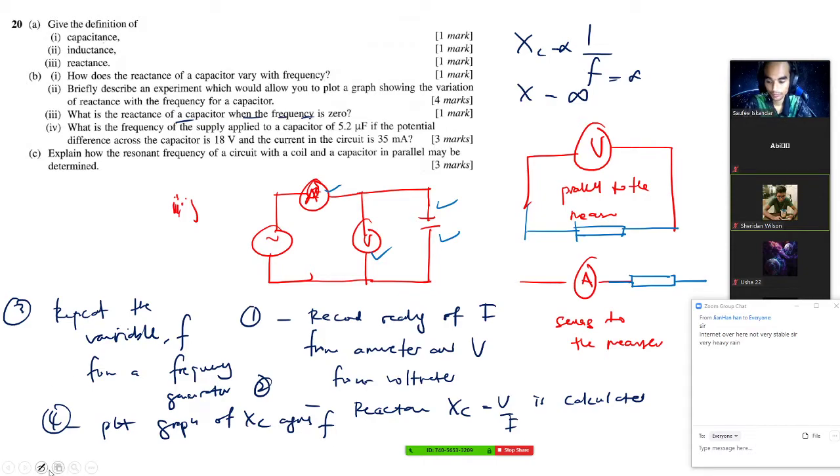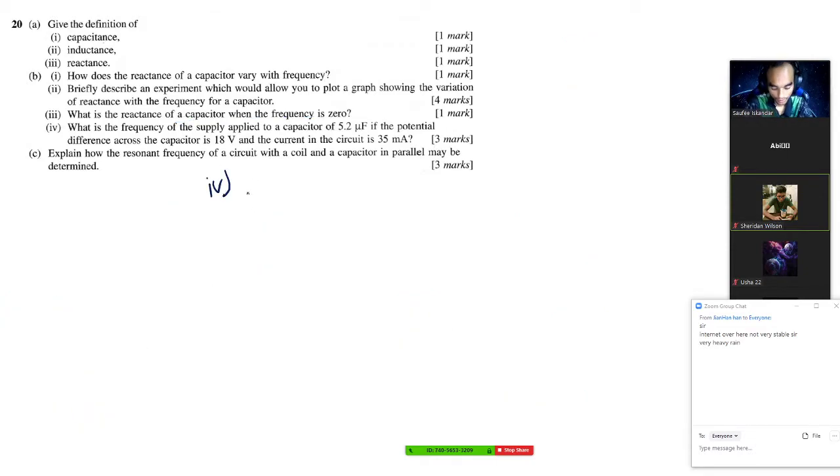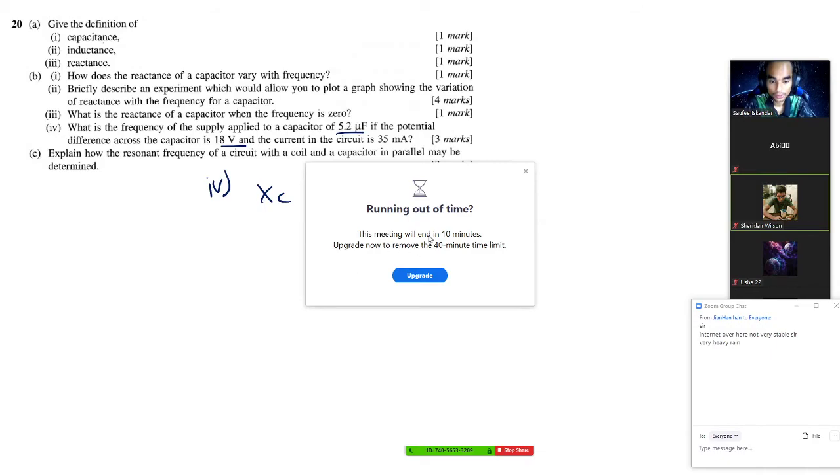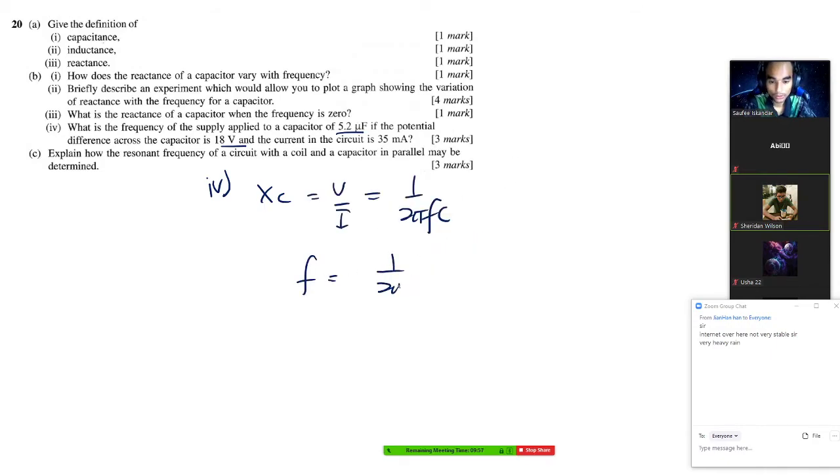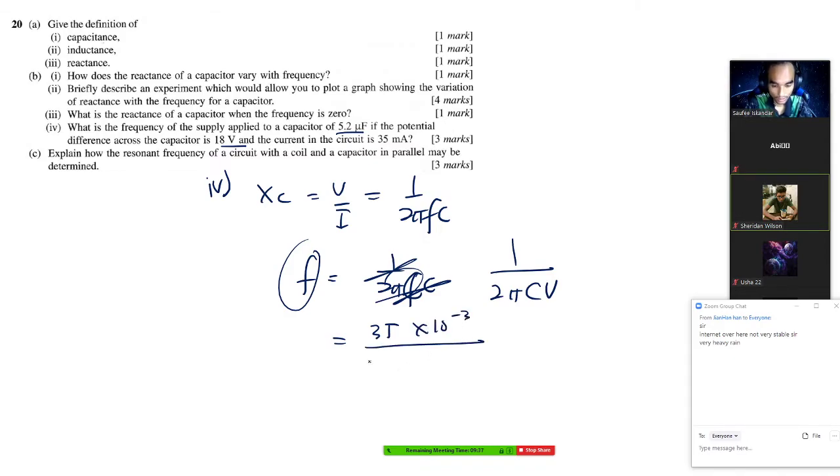Number four. What is the frequency of supply when the capacitor has a potential difference V across it in the circuit? Xc equals V over I, and also 1 over 2 pi fC. So frequency equals 1 over 2 pi Xc C, because now we have f as the subject. So we have 35 times 10 to the power of negative 3 divided by 2 pi times 5.2 times 10 to the power of negative 6 times 18. So you have 59.5 hertz. This will be the frequency.